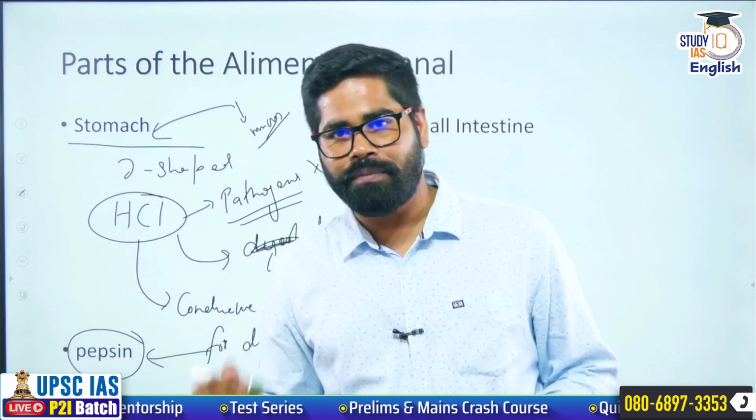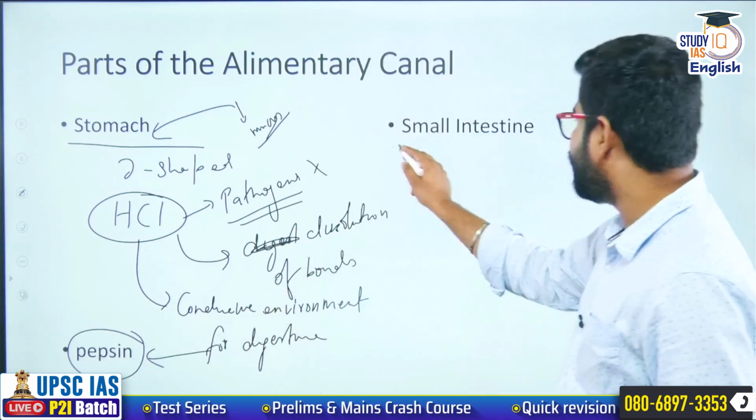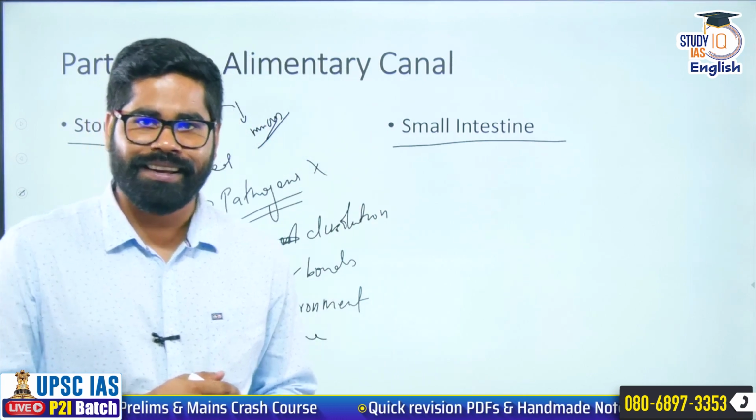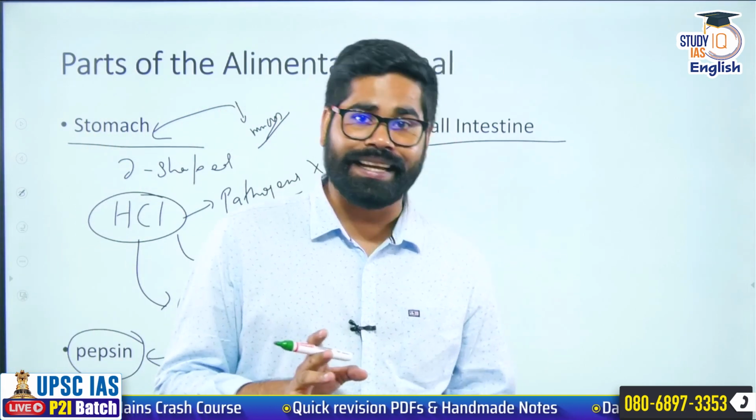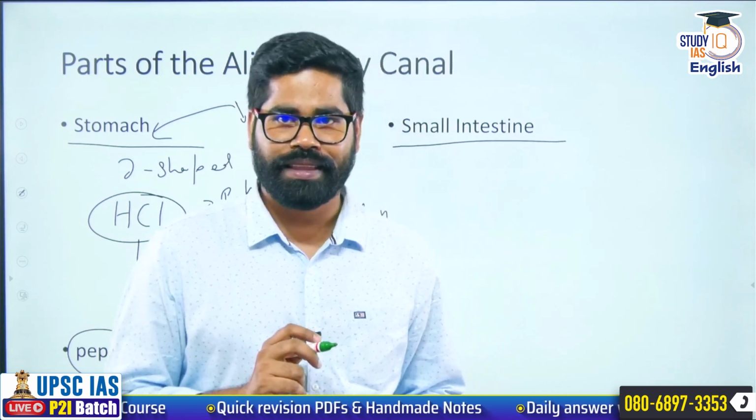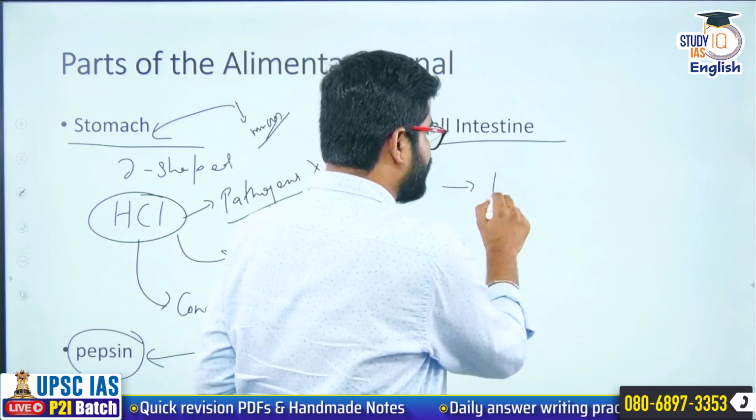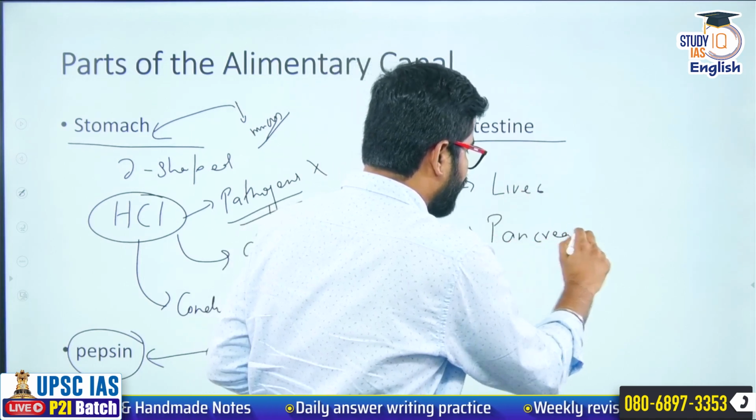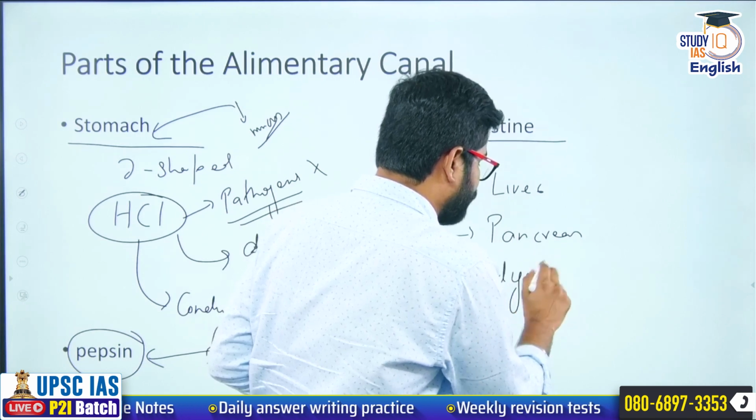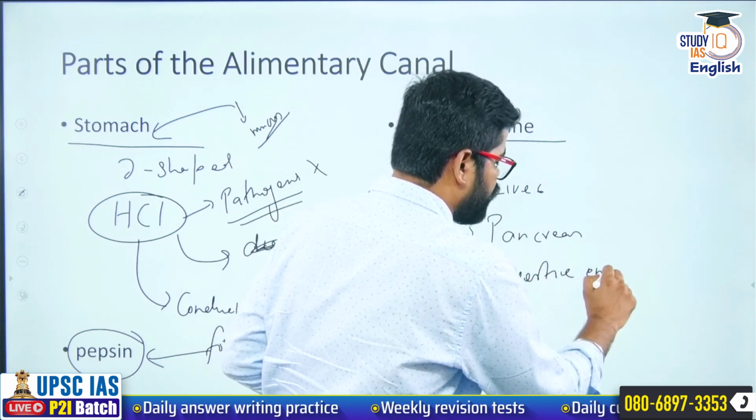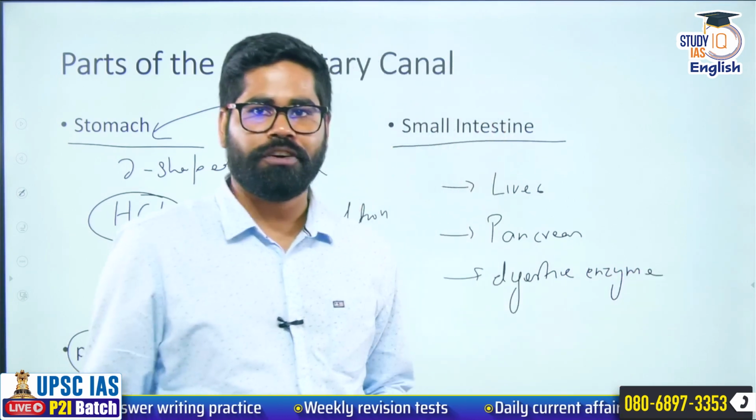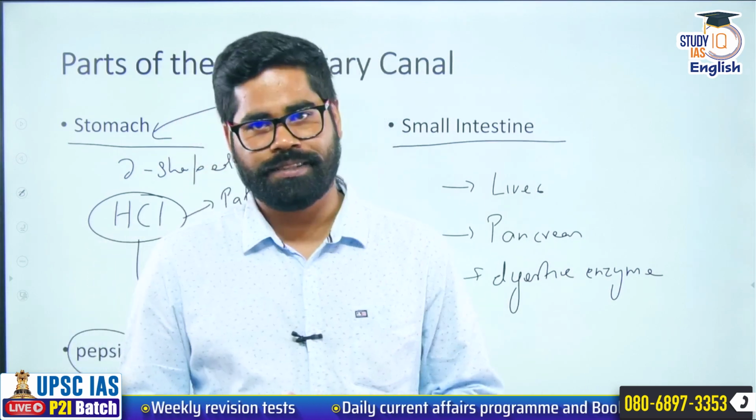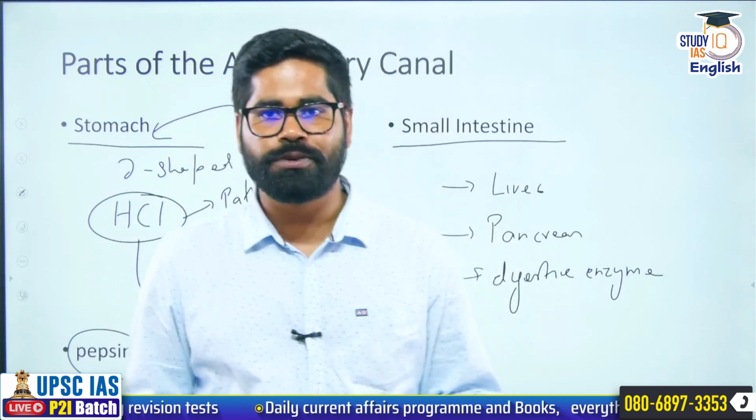And from the stomach the food enters into the small intestine. Now when the food goes into the small intestine, it gets enzymes from three different sources. It gets some enzymes from the liver, it gets enzymes from the pancreas, and it also has its own digestive enzymes. From the liver, we have the secretion of bile juice, which helps in the breakdown of fats.